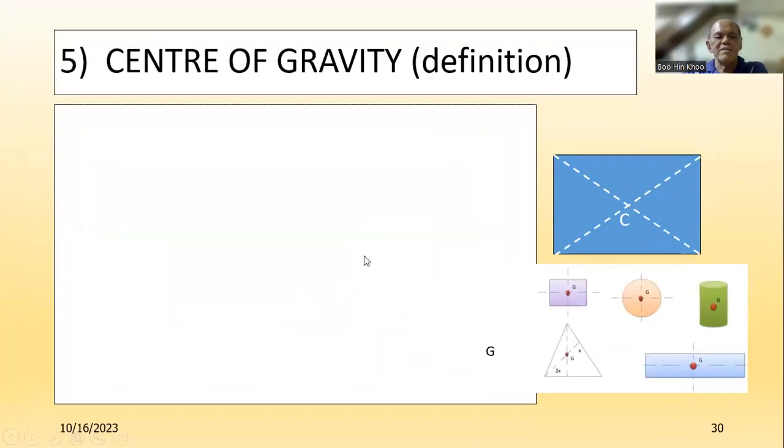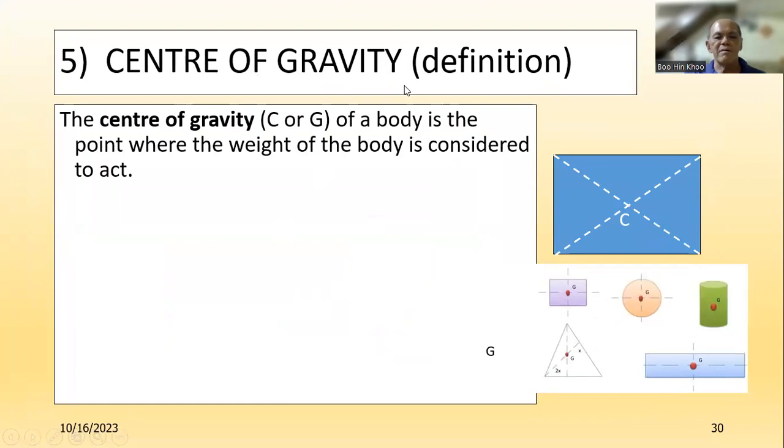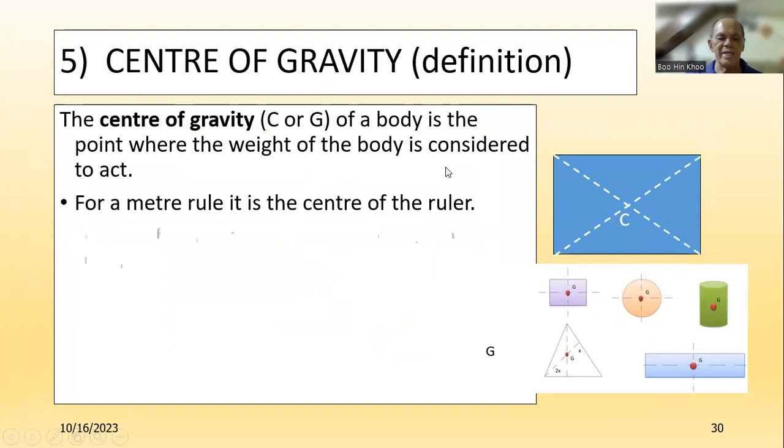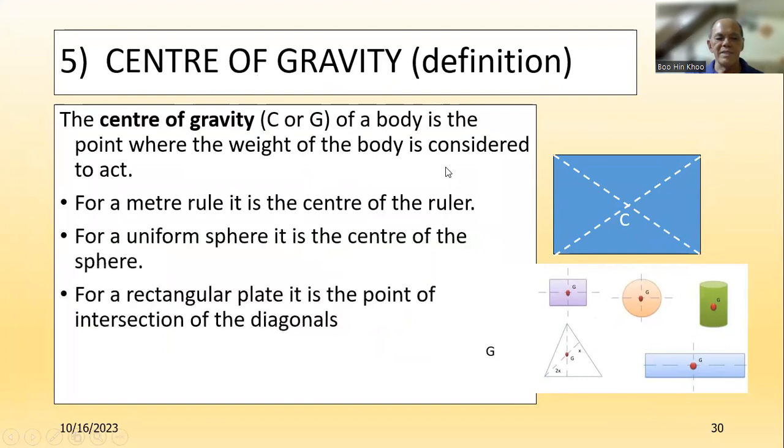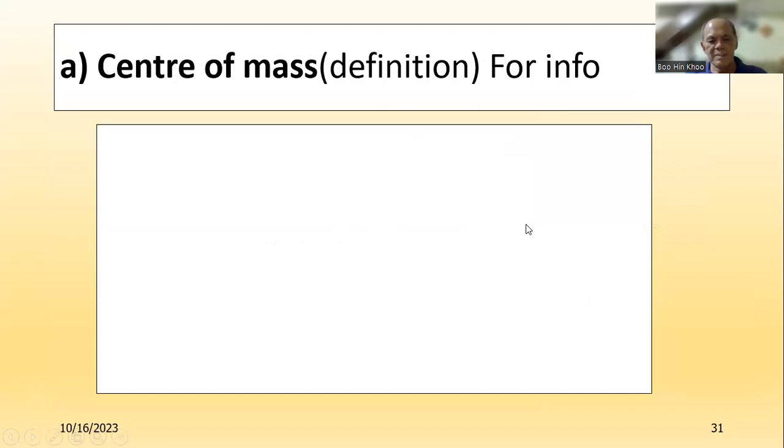Then we define center of gravity of a body as a point where the weight of the body is considered to act. Right? And then an example for a meter rule is the center of the ruler, or if it's a rectangular shape, it is where the diagonals intersect. That's the center of gravity, C or G. Center of mass is the same.